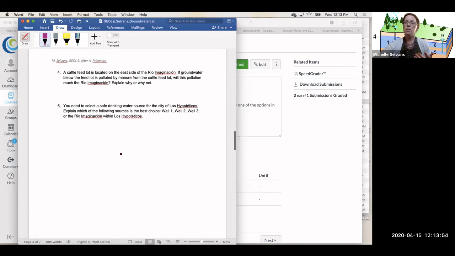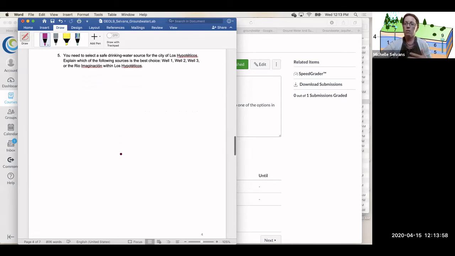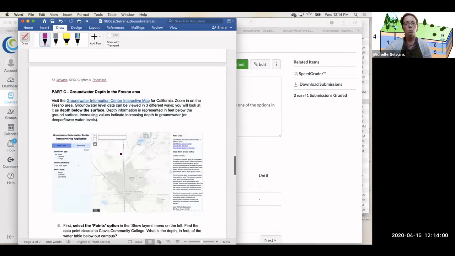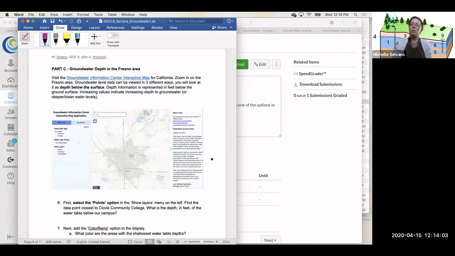So you're basically doing some analysis of groundwater flow to think through how to solve a societal problem that we think through whenever we drill a new well or consider where our water supply is going to come from in general.